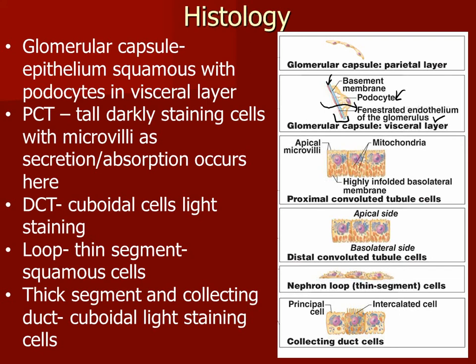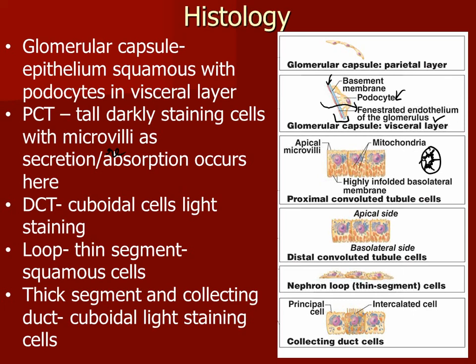Next is the proximal convoluted tubule. Here a lot of activity goes on, a lot of secretion and reabsorption, and so you need microvilli, which help in reabsorption. The cells are very, very tall, so usually you cannot see the lumen quite well. And you remember microvilli give a brush border appearance, as we saw in the small intestine. So here also you'll have that little fuzzy brush border appearance.